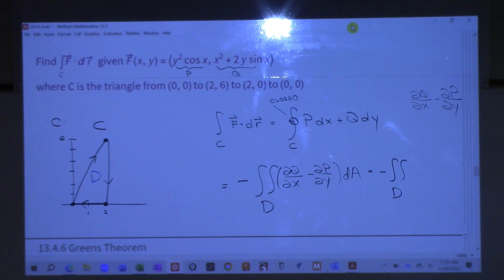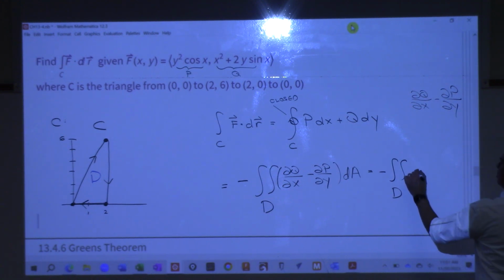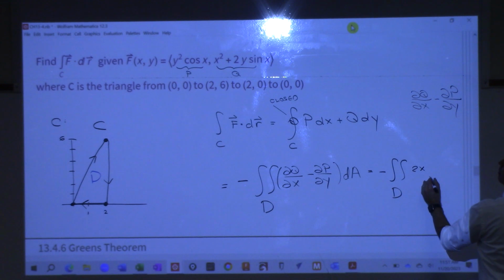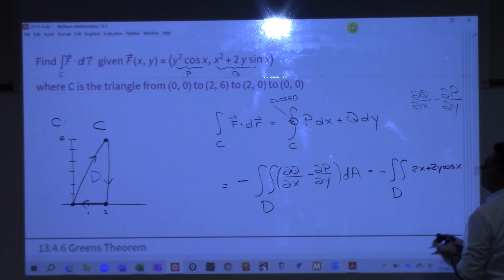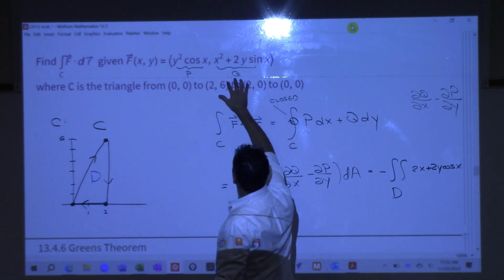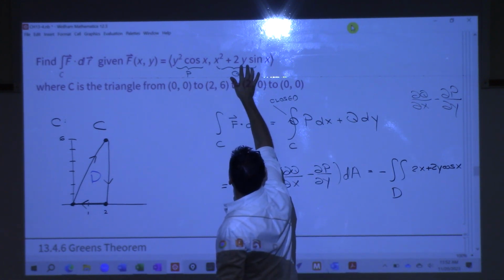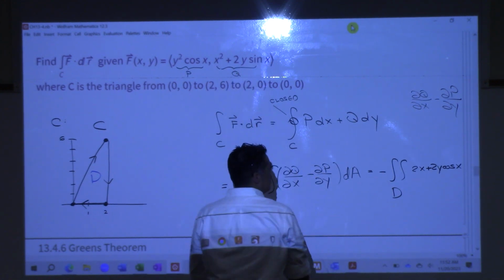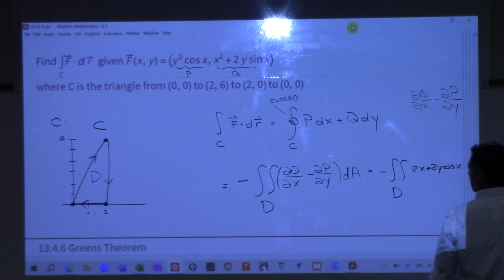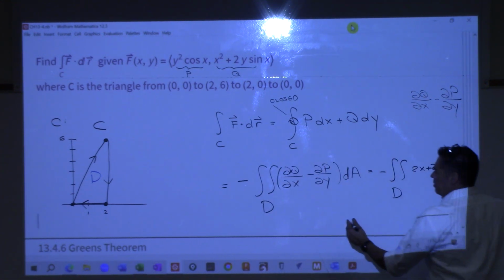Okay, partial of Q with respect to x. It's not great, but it's not horrible either. What is it? Partial Q with respect to x is 2x plus 2y cosine x. That is the partial of this with respect to x: 2x, and then 2y is a constant, so the derivative is cosine x. Okay, that. And then I'm going to write this on the line below.